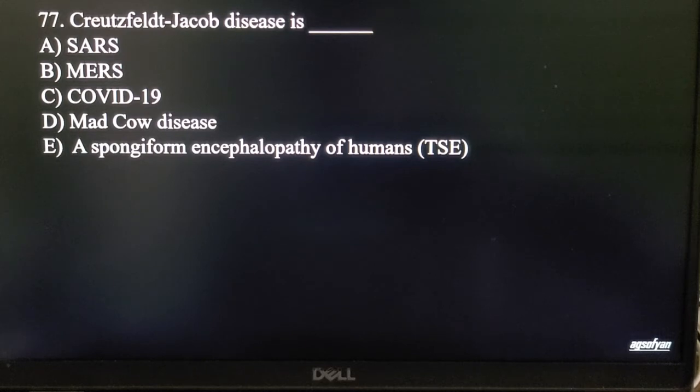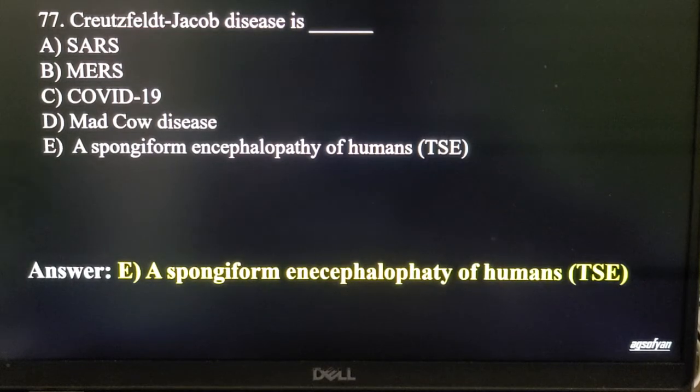Number 77. Creutzfeldt-Jakob disease is SARS, MERS, COVID-19, mad cow disease, a spongiform encephalopathy of humans, or sometimes called TSE, a transmissible spongiform encephalopathy. Choose your answer. Yeah, the answer will be E, which is the spongiform encephalopathy of humans, or TSE.